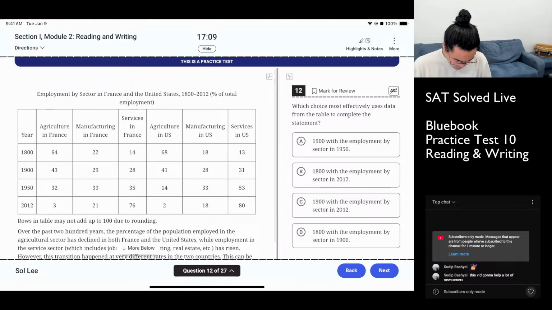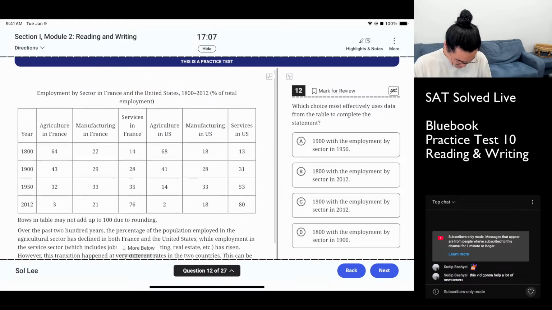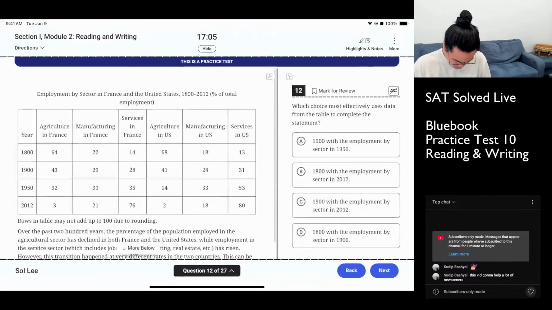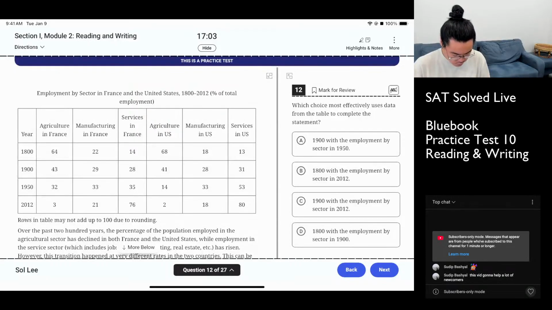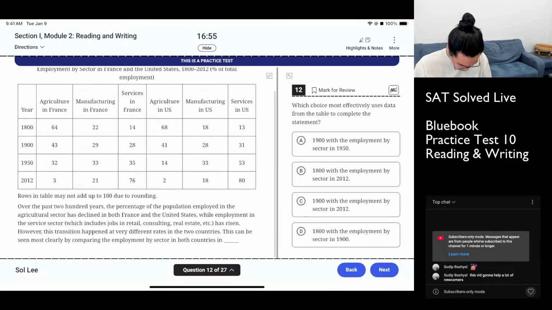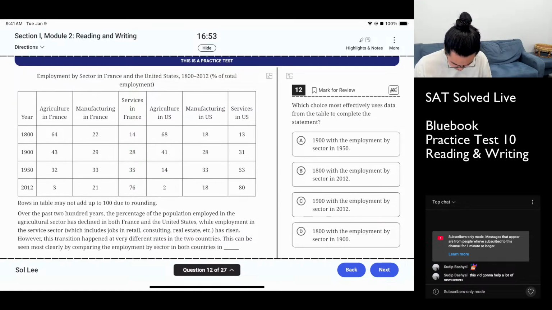Employment by sector in France and the United States. We have France over here, and then the United States over here, and we have agriculture, manufacturing and service, agriculture, manufacturing, service, and then we have 1800 to 2012. So agriculture dies in both countries, manufacturing stays around the same in both countries, and services goes up in both countries. So it's very, very similar from 1800 to 2012. Got it.